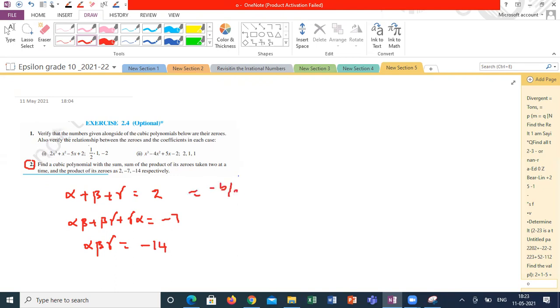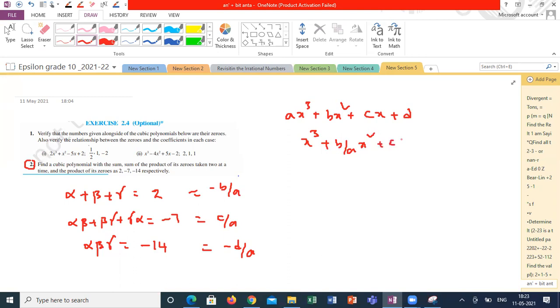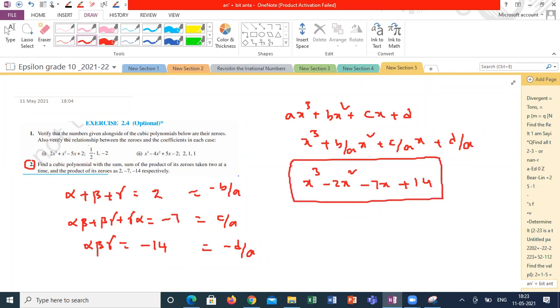This is equal to minus b by a. This is equal to c by a. This is equal to minus d by a. If ax cube plus bx square plus cx plus d, that means x cube plus b by a x square plus c by a x plus d by a. This is the value of b by a, minus of minus b by a. So this is x cube minus 2x square minus 7x minus of minus, plus 14 is the right answer. Understood how I wrote the answer from the given data?